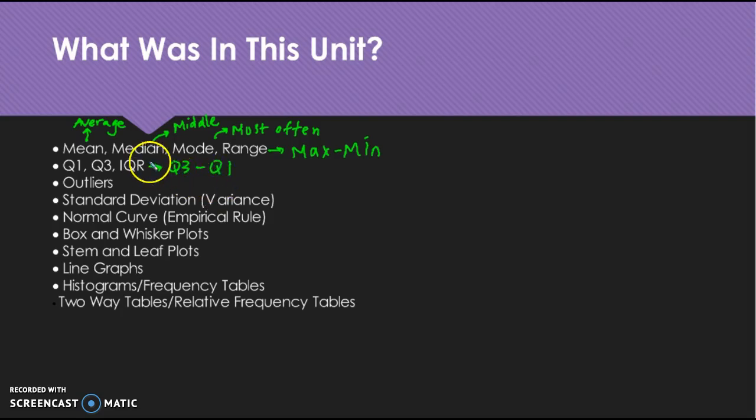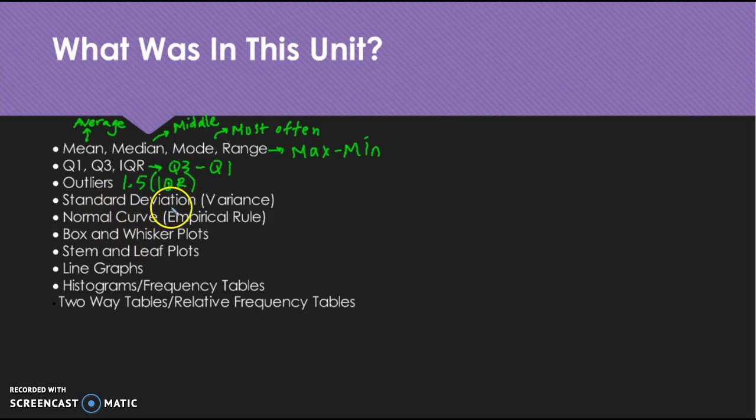Now, the IQR is an important value for us when we're looking for our outliers. Right? Remember, we have to find that magic number when we work with outliers. So we take our IQR and we multiply it by 1.5. And whatever that magic number is, we subtract it from Q1 and add it to Q3, and anything outside of that range is an outlier. So we've got to find that magic number of 1.5 times the IQR.